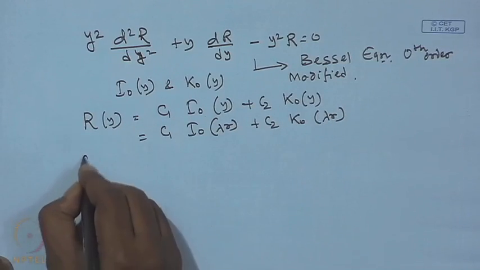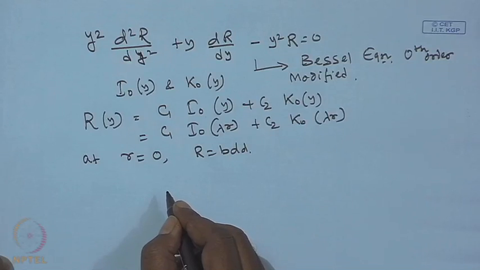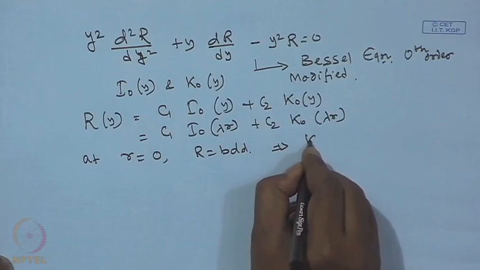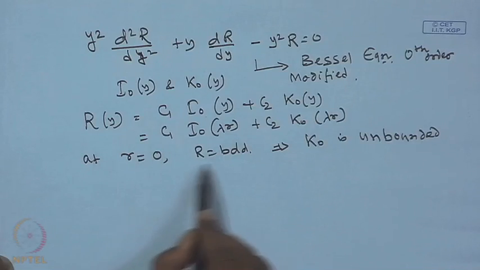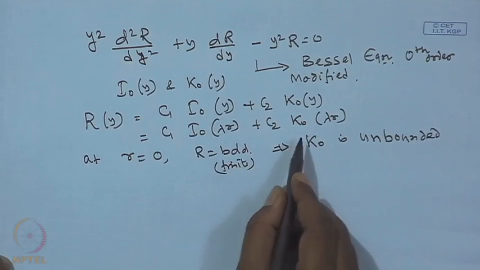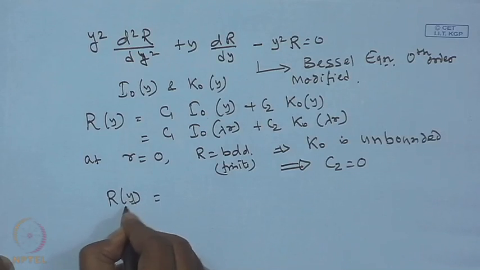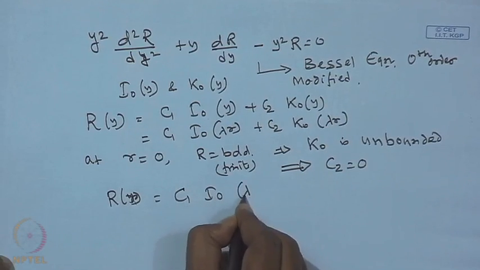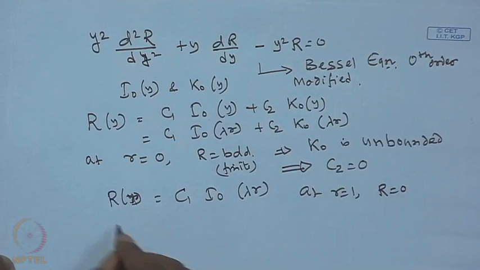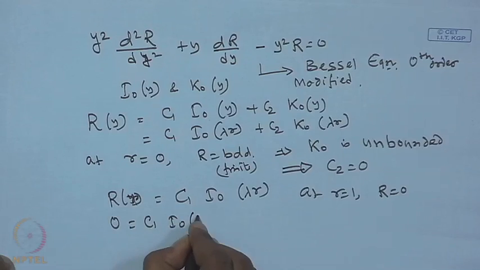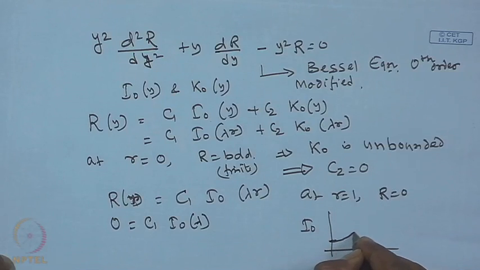Now, let us look into the boundary conditions. At r equal to 0, R was bounded, and if you look into the property of I0 functions and K0 functions, the K0 is unbounded, that we have already seen earlier. Therefore, to make R bounded or finite, the associated constant must be equal to 0. So, this indicates C2 must be equal to 0. So, R of r becomes C1 I0(lambda r). Now, let us put the other boundary condition, that at r is equal to 1, capital R becomes 0. So, 0 equal to C1 I0(lambda). Now, if you remember, the variation of I0 as a function of lambda will be some positive value, and it is increasing like this.